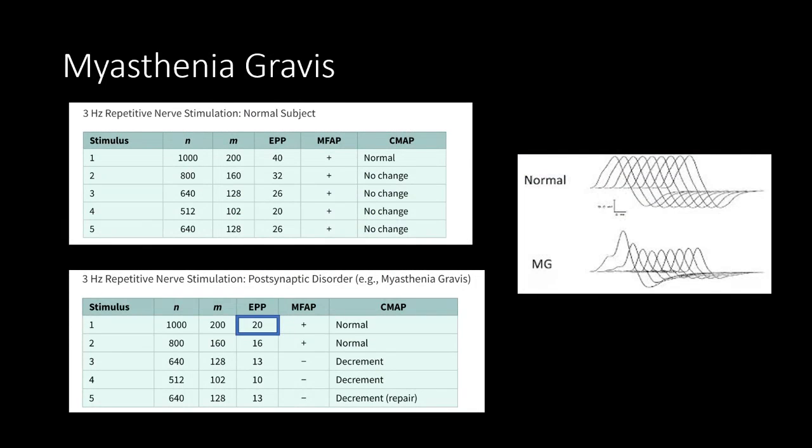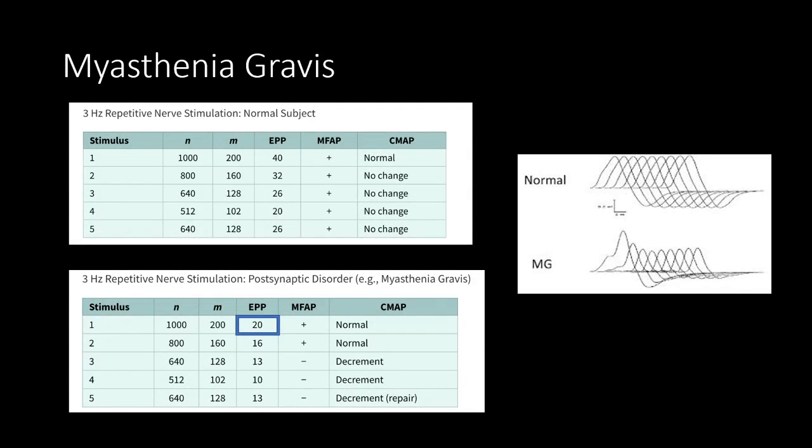So this is still adequate. This is still enough to generate a normal CMAP. Clinically, this is still enough to generate maybe a normal extraocular movement to begin with. But as we move down, very quickly the end plate potential falls below what is needed to generate a muscle fiber action. And so we start to see a decrement in the CMAP amplitude.